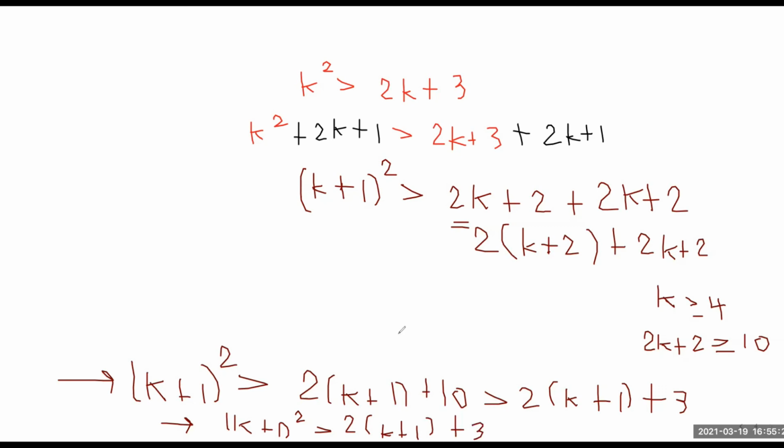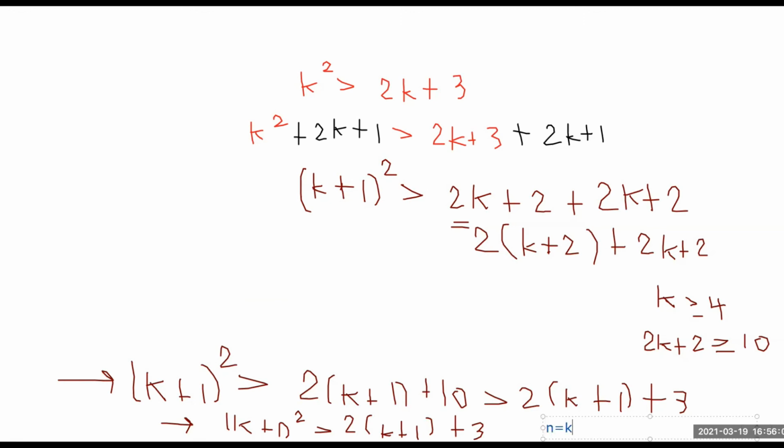Think about it. If this is bigger than this and this is bigger than this, then this must be bigger than this. If I tell you 10 is bigger than 7, which is bigger than 2, then 10 must be bigger than 2. That's how the logic works here. So k plus 1 all squared must be bigger than 2 times k plus 1 plus 3. Easy, that's that question.